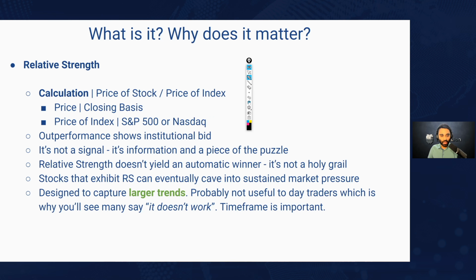Last week we talked about batting average, average profit ratio, average winner, average loser, and dollar amounts. If you're not calculating those manually first to gain an understanding, then you don't really know what you're looking at. So the calculation of RS is always fairly simple. It's the price of the stock divided by the price of the index. Most times it's calculated on a closing basis.